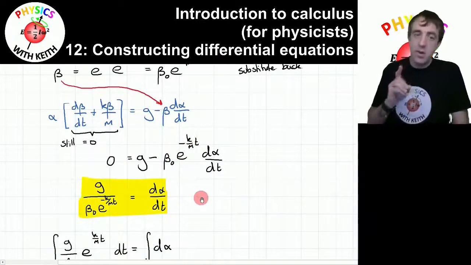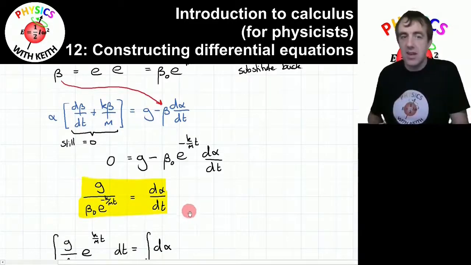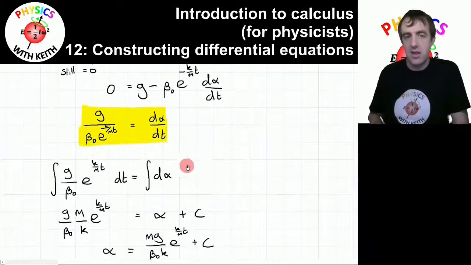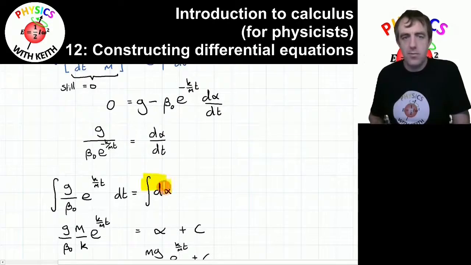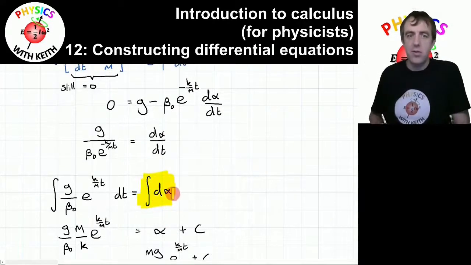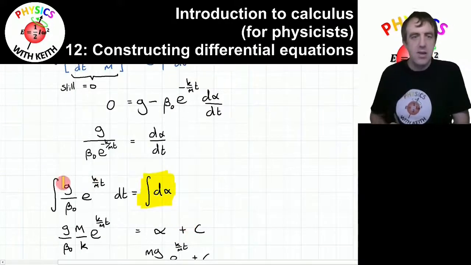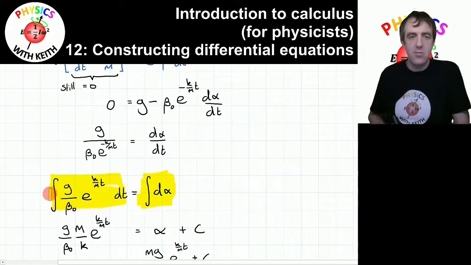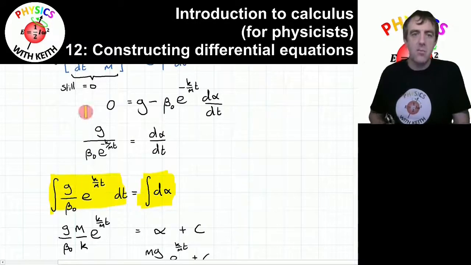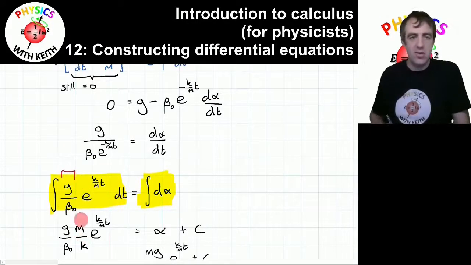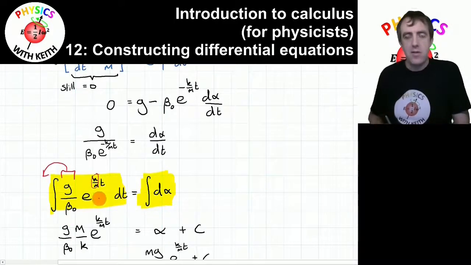Okay, next we're going to multiply through by dt and then integrate. And that's what I'm doing here. Now, the right-hand side here should be quite straightforward. Integral of d alpha is just alpha plus c. The left-hand side here, well, we know how to solve this, don't we? We've seen this in an earlier video. This part here is just a constant, so that can come outside the integral. And so we've got this factor multiplied by t and e to the power of that.